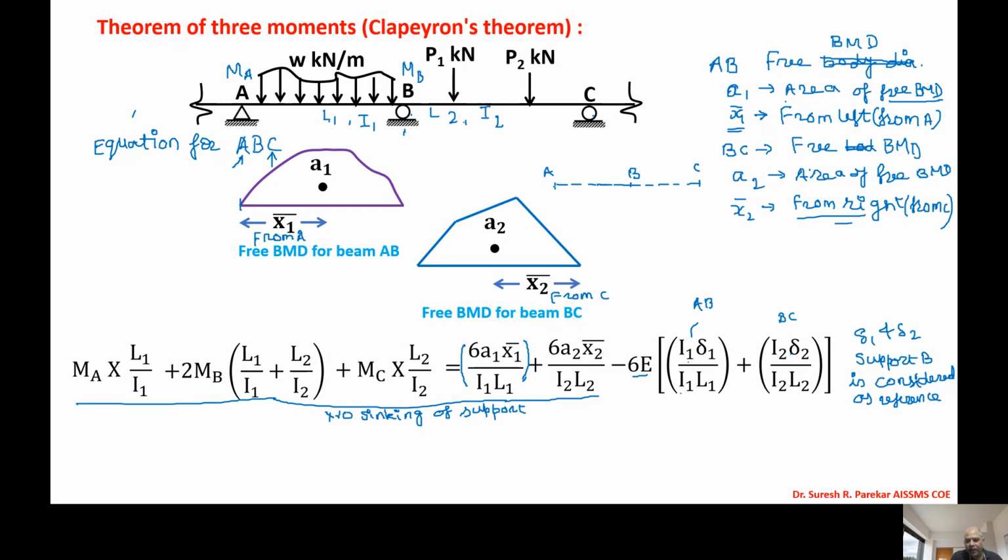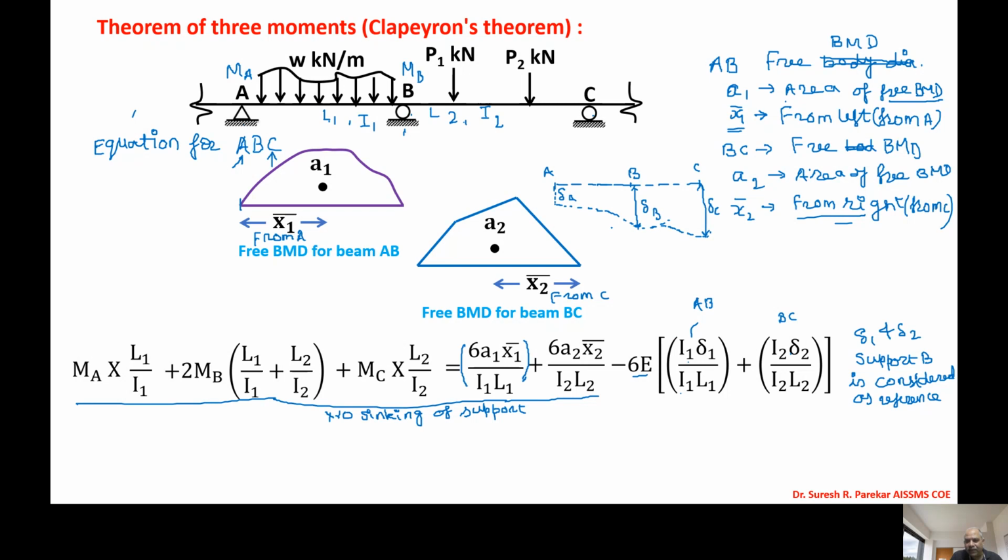Then we have, let us say, this will be sink by delta A, this will be sink by delta B, and this will be sink by delta C, which will be again down. So we have this will be delta A, then this will be delta B, and this we have delta C. Now how will we get delta 1 and delta 2?